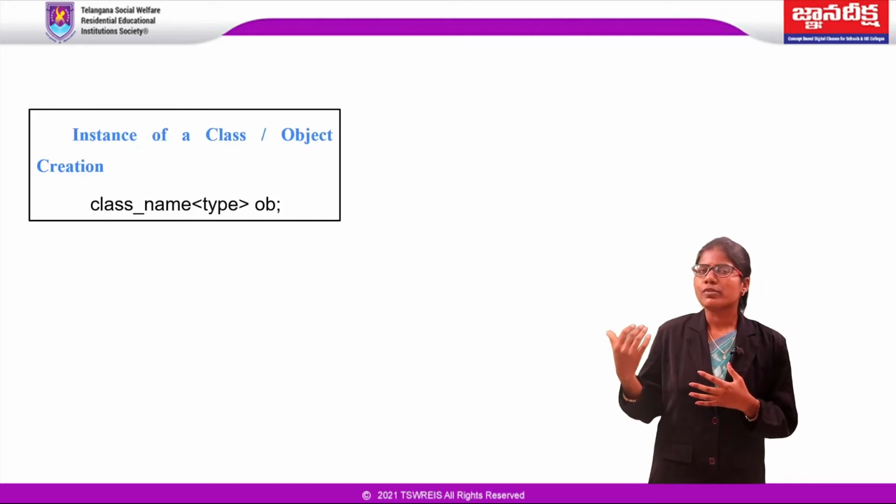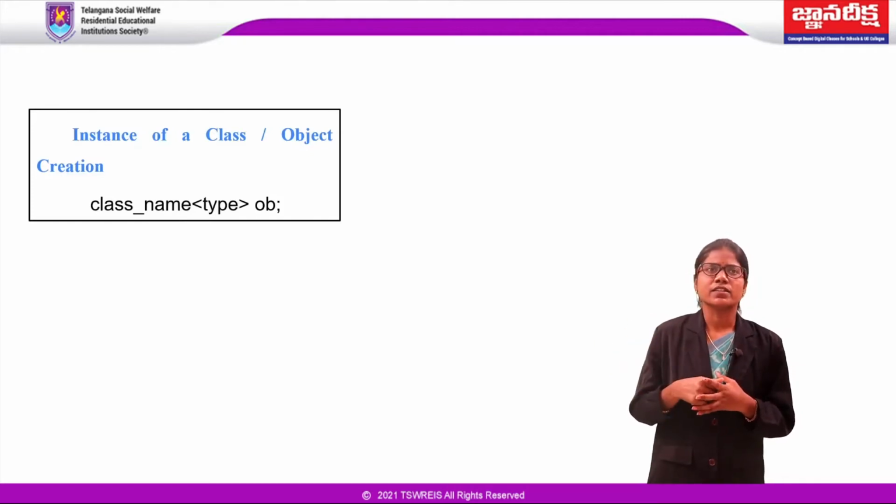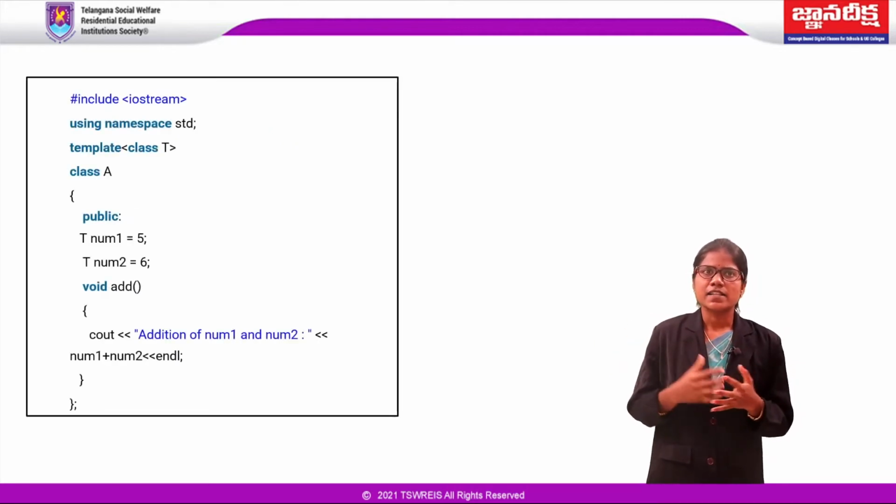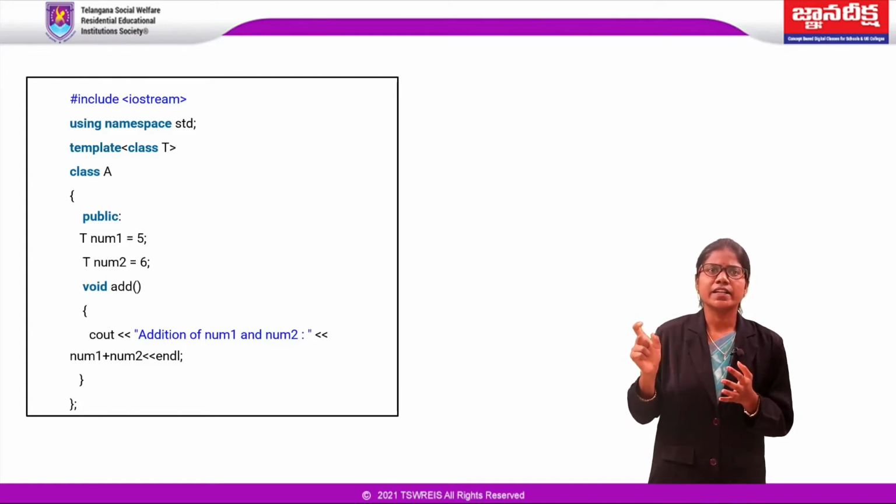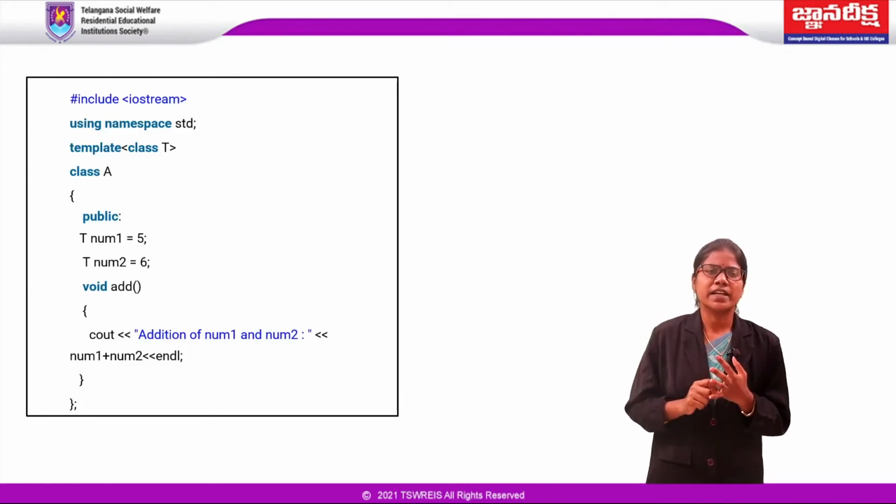Now let's see an example program for class template. We are creating a class template for class A. Here T is a placeholder or data type. Class A has two variables, num1 and num2 of T type. Here we don't know what type of data it is. We have defined a user-defined function add, and we are displaying these values using cout, which is an object.